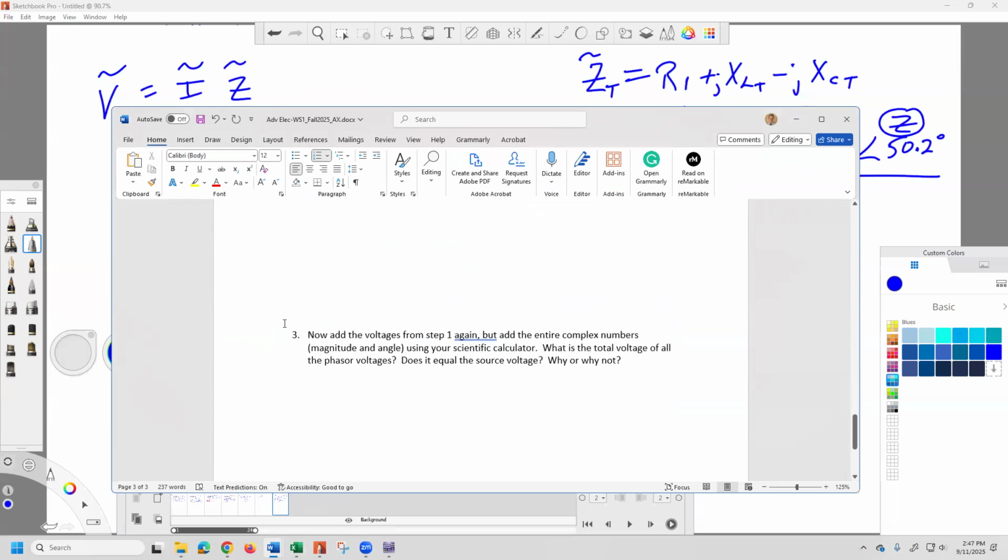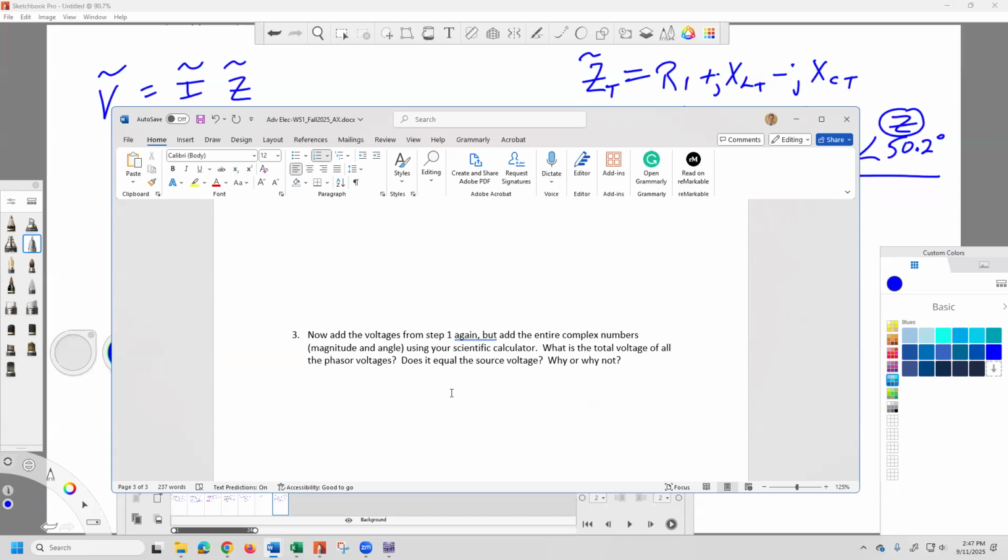And then question number 3, now add the voltages, which I just did. What is the total voltage of all the phasors? It should be 50, 0 degrees. Does it equal the source voltage? Yes. Why or why not? Because we added all the complex numbers. So are there any questions about worksheet number 3? Hopefully you should be able to get it done and give it to me before you leave. If it's not done, just give it to me Tuesday.